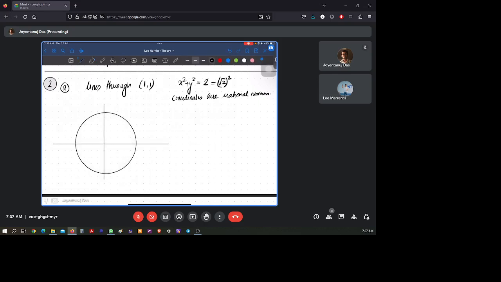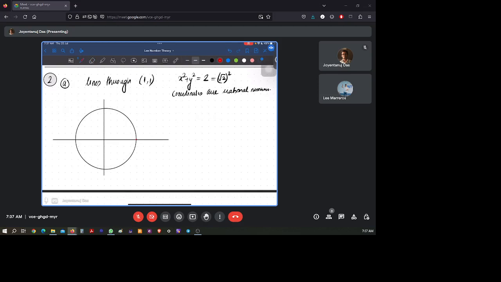So what will be the coordinates? For example, if it is on the x-axis, then y is 0. So this is root 2 comma 0, right? And this is minus root 2 comma 0. If x is 0, then this is 0 comma root 2, and this is 0 comma minus root 2. So one point will be somewhere here. So this will be 1 comma 1.